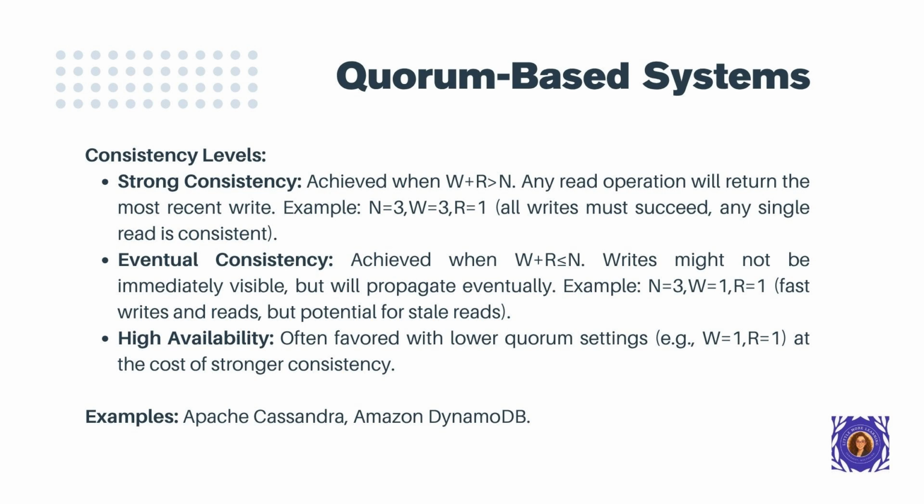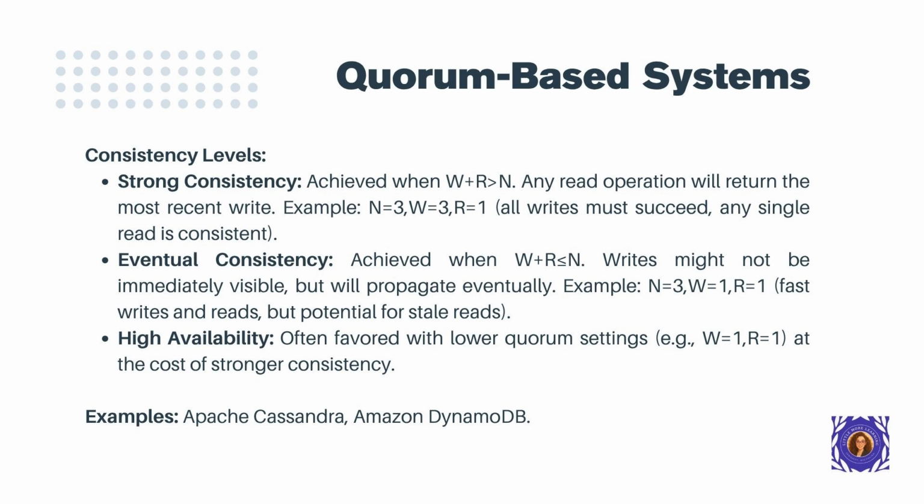Eventual consistency is often achieved when W + R <= N. In this scenario, writes might not be immediately visible to all subsequent reads across the system. However, the system guarantees that given enough time and no further updates to that data item, all replicas will eventually converge to the same consistent state. For instance, N=3, W=1, R=1 allows for very fast writes and reads, but it carries a higher potential for temporarily reading stale data.